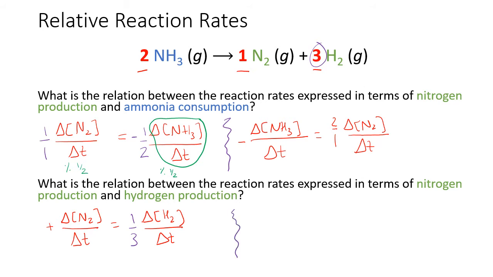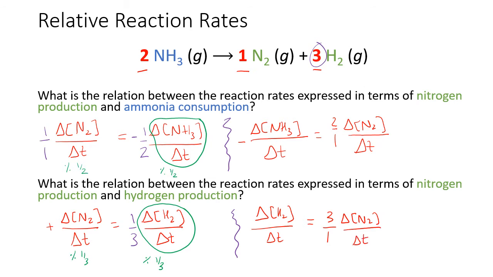We could also solve this in terms of the hydrogen production. So if we rearrange and solve for that fraction, we would divide both sides by 1/3, and we would have our change in our hydrogen gas per change in unit time equal to 3 over 1 times the change in concentration of nitrogen per change in time. So that says the rate of the hydrogen production is 3 times the rate of the nitrogen production.